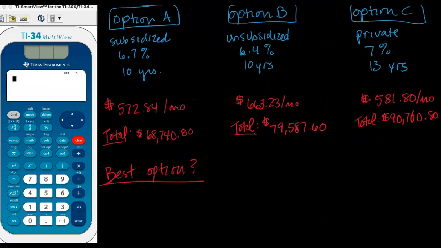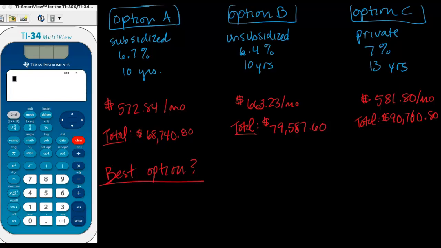Okay, so now let's put it all together and kind of compare all three loans with this important information. So if we look at the three options, A, a subsidized loan that's 6.7% for 10 years, has the lowest monthly payment, but not by much compared to C. So notice C's monthly payment, that private loan, is a little bit more than A. Don't be fooled there though, because you can see that the total that you end up paying for option A is a little over $68,000, whereas you're paying over $90,000 for option C. So remember, with that 13-year term, when you tack on years, it takes that monthly payment down, but the overall cost is actually a lot more.